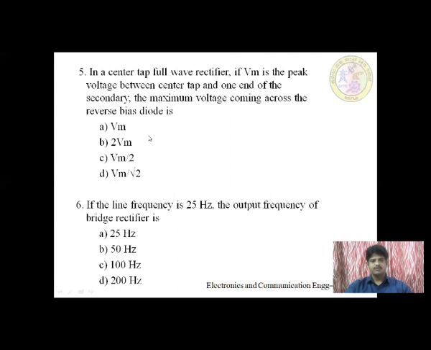Next, going to the fifth question. In the center tap full wave rectifier, if VM is the peak voltage between center tap and one end of the secondary, the maximum voltage coming across the reverse bias diode is. So VM, peak voltage between the center tap, VM is given and maximum voltage across the reverse bias diode is asked.